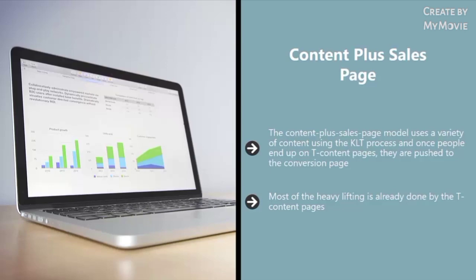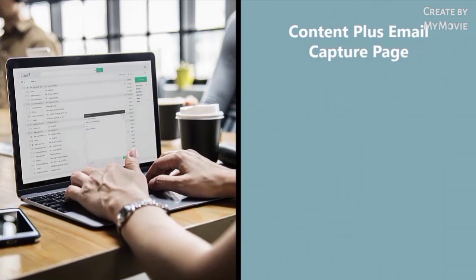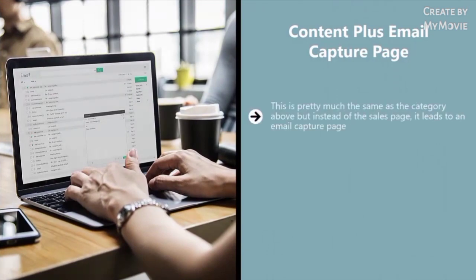At the very least, you run the risk of losing momentum, so don't do it. Content plus email capture page. This is pretty much the same as the category above, but instead of the sales page, it leads to an email capture page. Your product or service offering also determines your mailing list incentives.